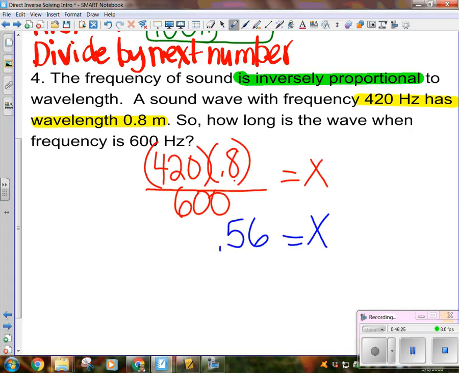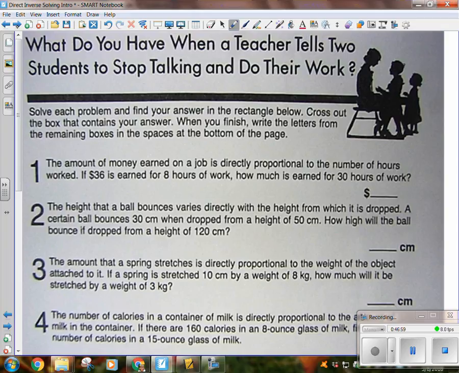Okay, let me ask you. When you go from 420 hertz to 600 hertz, did that go up or go down? That went up, right? Then my wavelength went from 0.8 to 0.56. Did that go up or go down? It went down. So as one went up, the other one went down. Now, switch on the back. Actually, no, hertz and hertz, this would actually be meters.